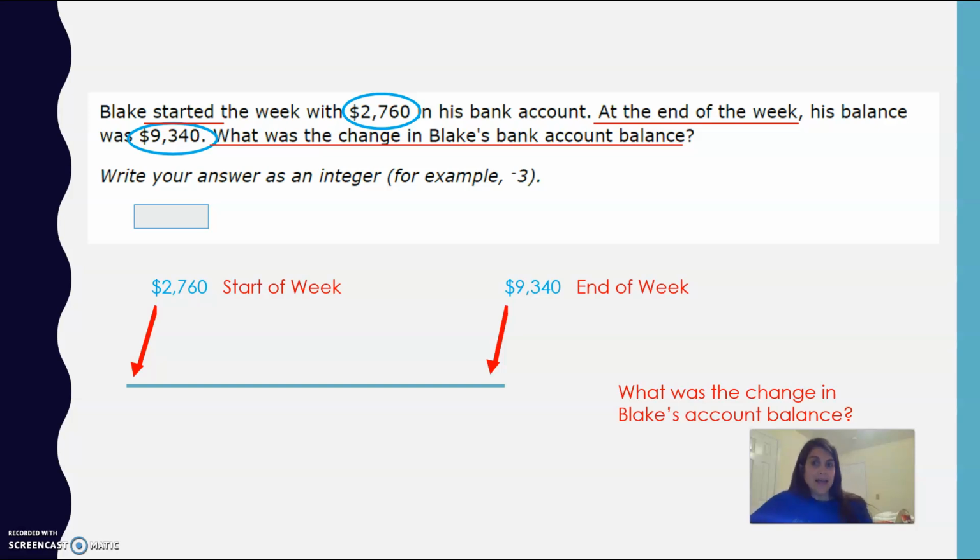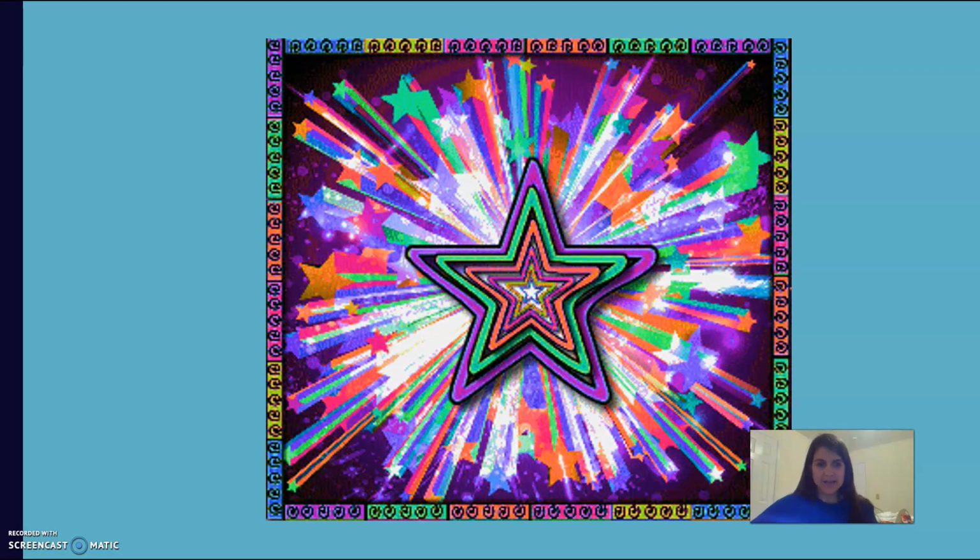So again, we have to do subtraction. We have to figure out the difference between these two numbers. So we would take that ending account balance, $9,340, and subtract $2,760, and we see that Blake's account balance changed. It went up $6,580. Lucky him, he had a good week. All right, are you getting the hang of it?